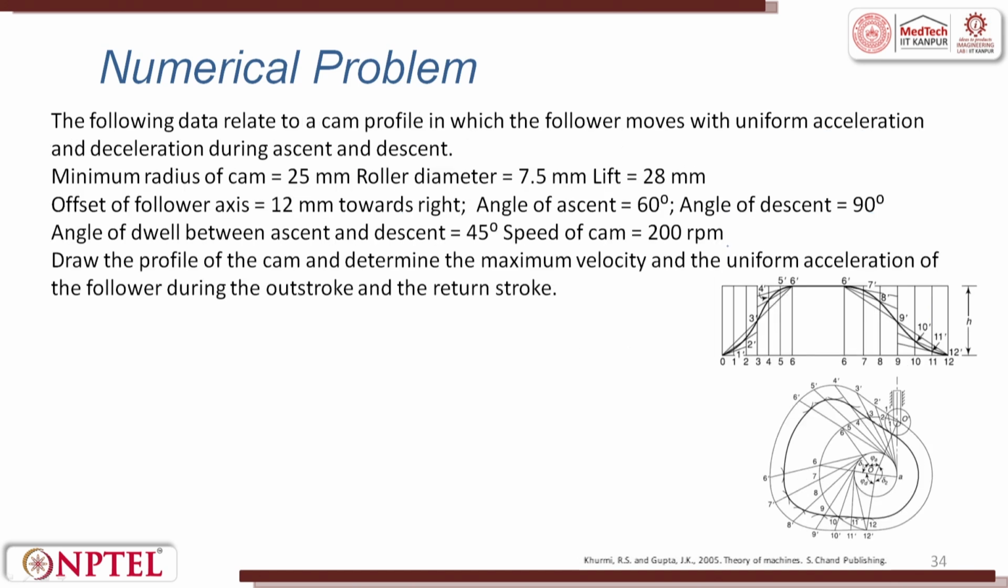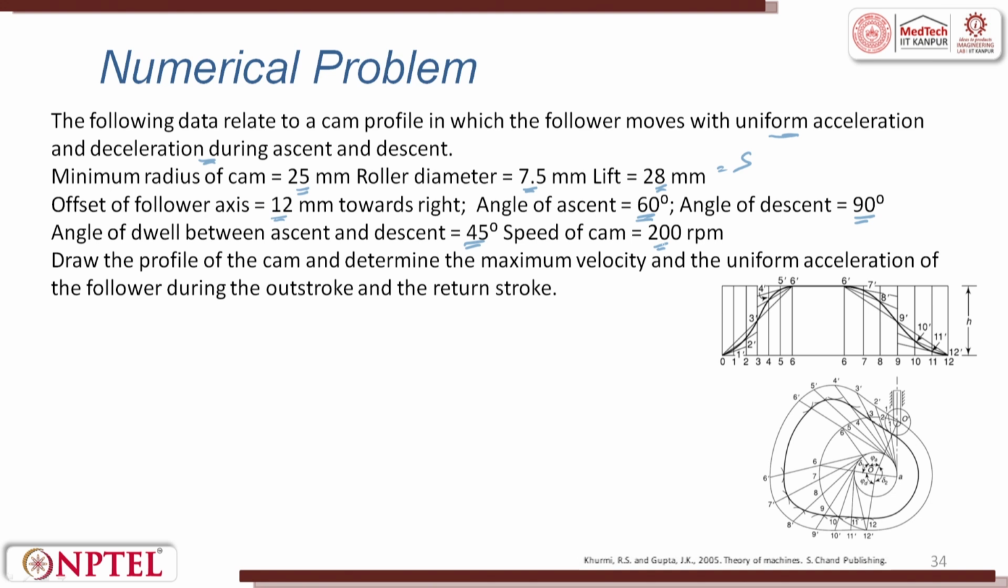The next problem is the following data related to a cam profile in which the follower moves with uniform acceleration and deceleration during the ascent and descent. The maximum cam radius is given, the roller diameter is given, and the lift, which is nothing but the stroke length, is also given. The offset is given as 12 towards the right, the angle of ascent is 60 degrees, the angle of descent is 90 degrees. The angle of dwell for both ascent and descent is given as 45, and the speed of the cam is also given.